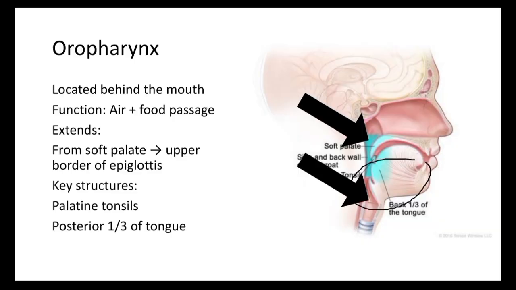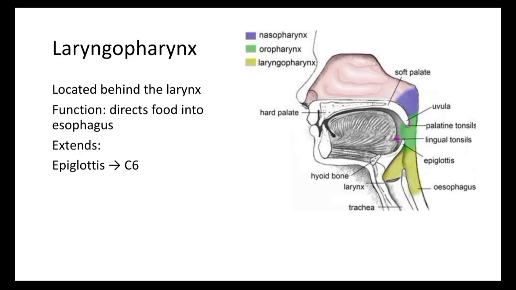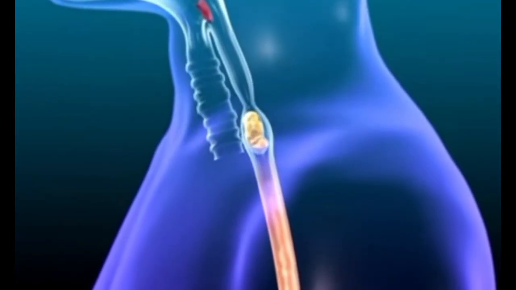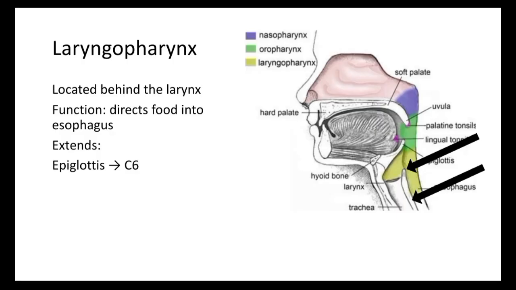Finally, the laryngopharynx, located behind the larynx. Its job is to direct food into the esophagus. Here's the key idea: food goes backward, air goes forward. If this coordination fails, you choke. So yes, this part is critical.